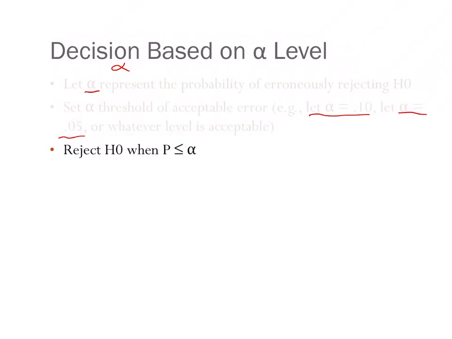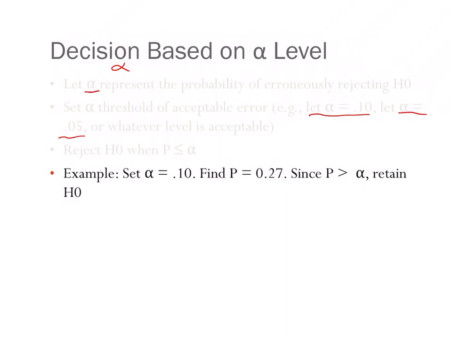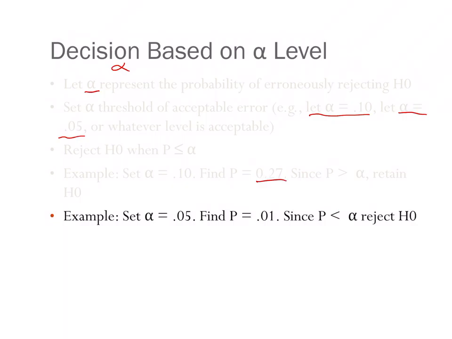You reject the null hypothesis when your p-value is less than alpha. So for example, if an alpha level is set at 0.10 and you find a p-value of 0.20, since p is greater than alpha, you retain the null hypothesis and fail to reject it. However, if you set an alpha level at 0.05 and find a p-value of 0.01, since p is less than alpha, you reject the null hypothesis.